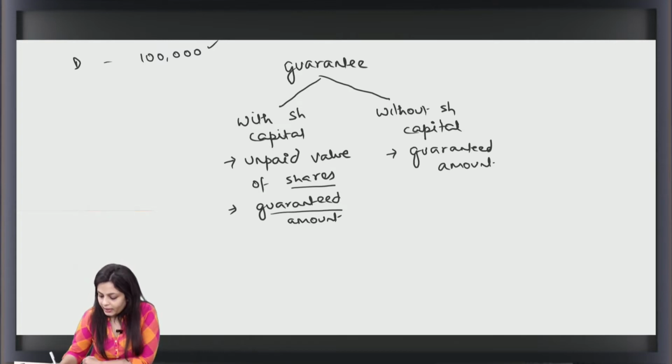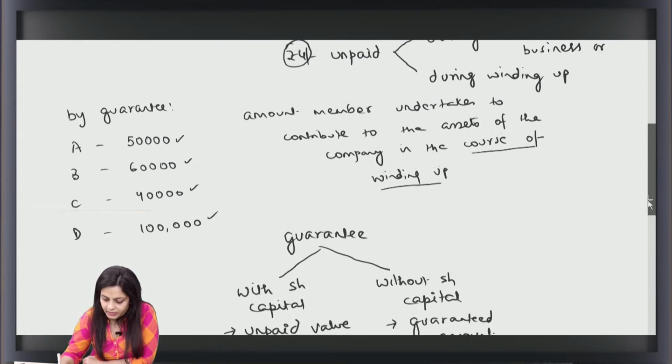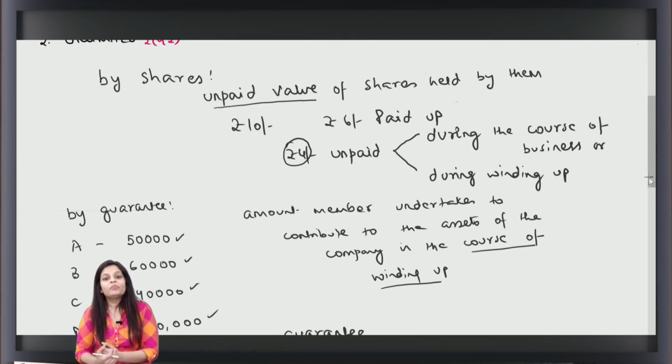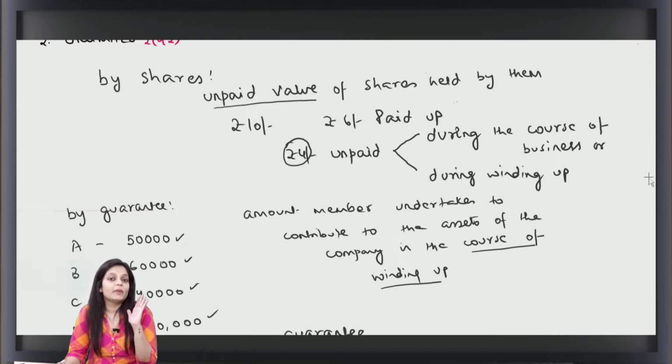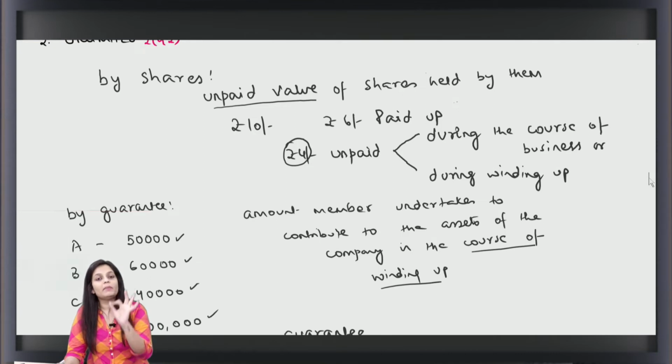So I repeat again, when we say limited liability companies, it may be limited by shares or limited by guarantee. If it is limited by shares, the liability of the member is limited up to the unpaid value of the shares held by them, and this liability arises during the course of winding up or during the business. Whereas when it is limited by guarantee, the amount the members have undertaken to contribute, they are liable to contribute only during the winding up.